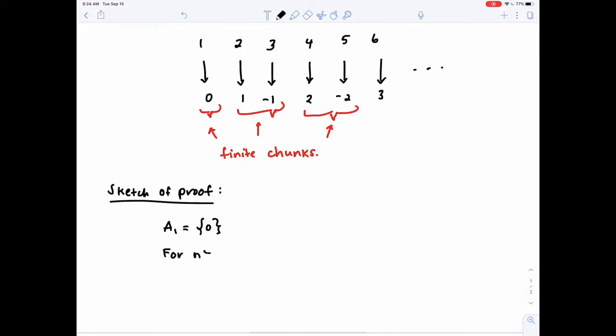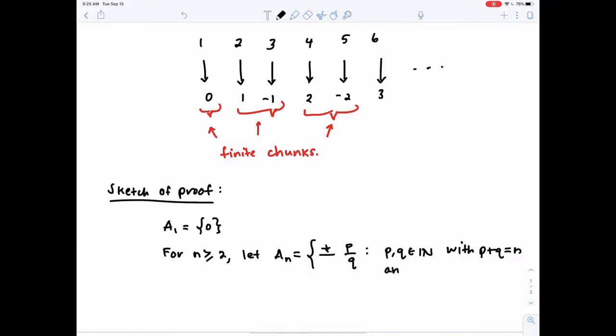for n greater than or equal to 2, we're going to let A_n be the set that contains numbers of the form plus or minus p over q, such that p and q are in N, with p plus q equal to the little n that you're looking at, and p over q in reduced terms.